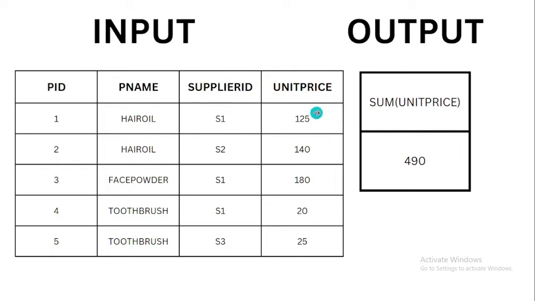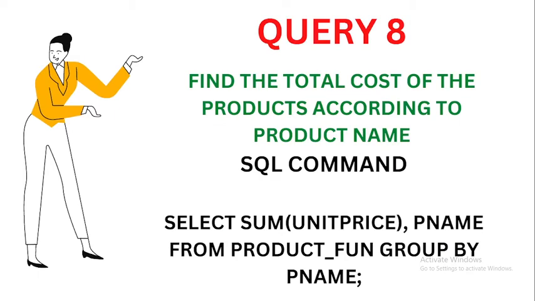So 125 plus 140 plus 180 plus 20 plus 25, all together when you add these values, it is going to become 490. So in this way your sum function is going to work. Come to the next query.